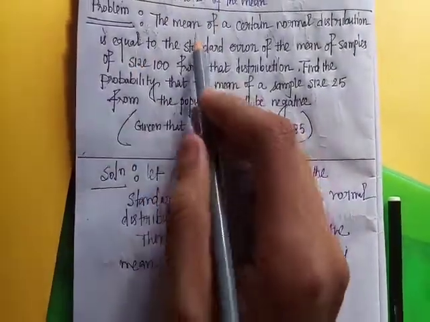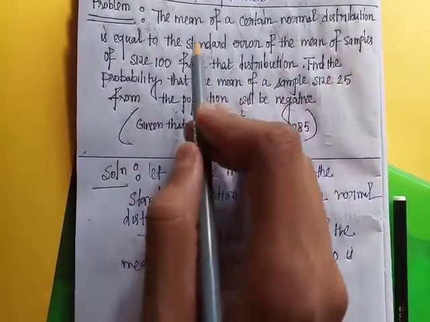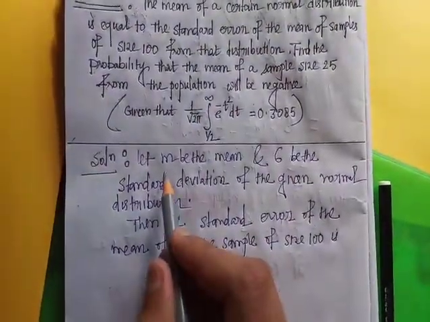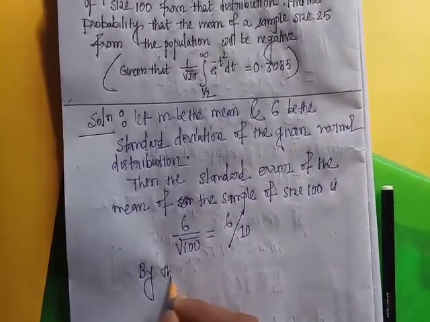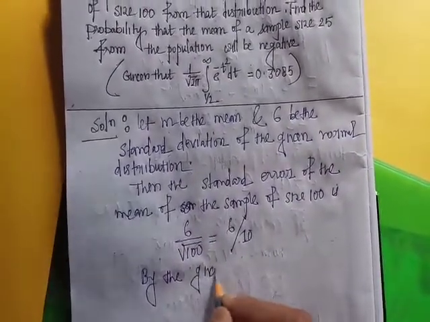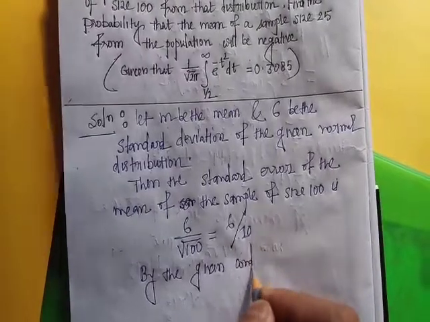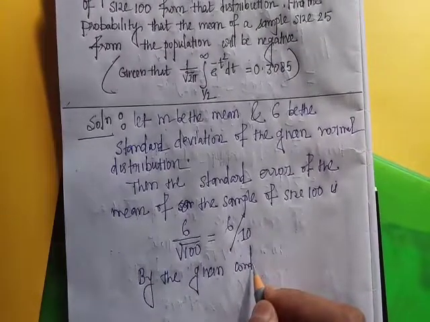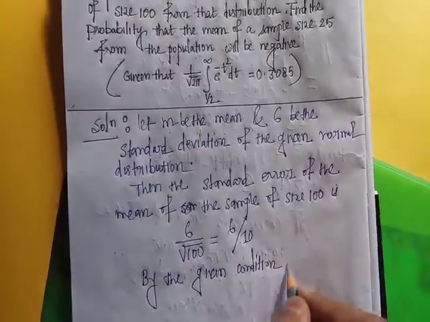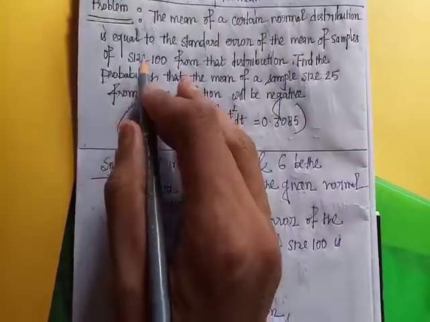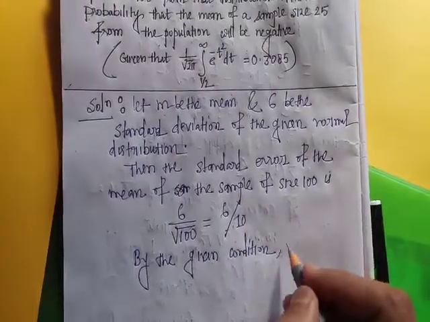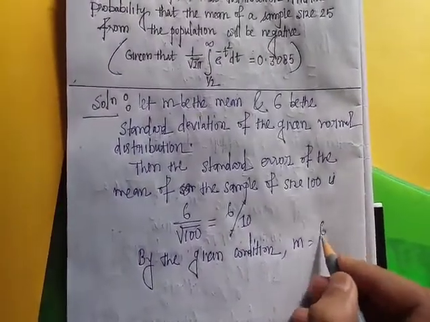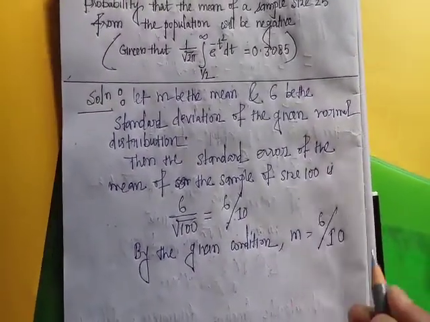But given that mean is equal to standard error, here m is mean, so by the given condition mean is equal to standard error. So here m is mean and standard error is sigma by 10. So by the given condition m equal to sigma by 10.